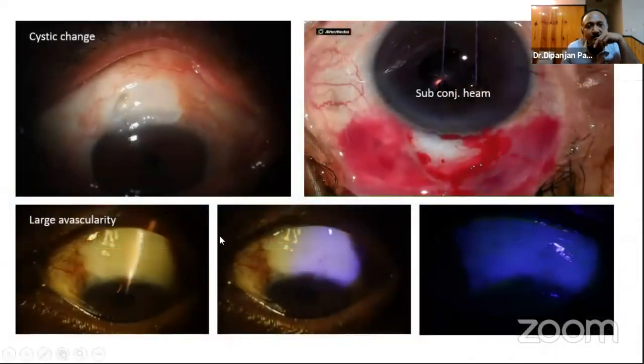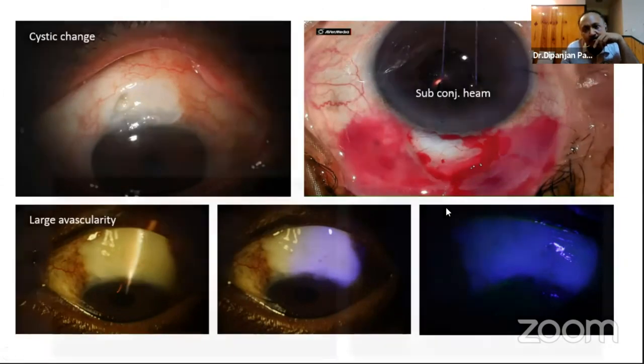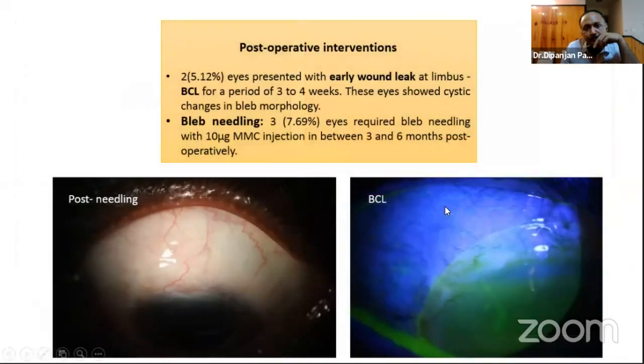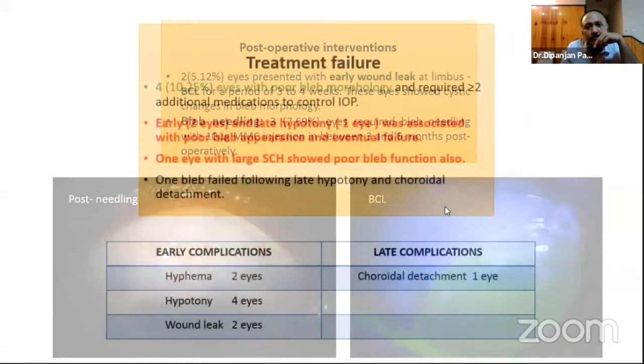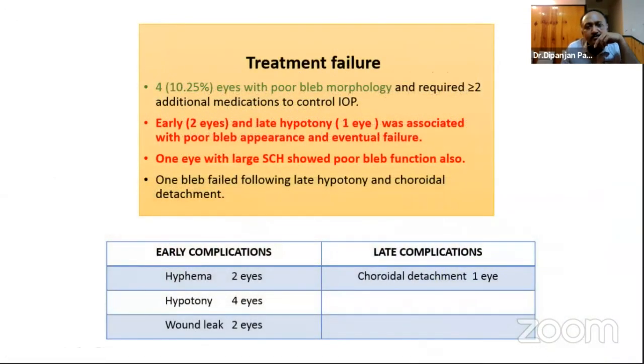These are some examples of cystic change, and this is a large avascular zone like MMC burn. This is one case of subconjunctival hemorrhage. And we had treatment failure in 4 eyes with poor bleb morphology who required more than 2 additional medications to control the intraocular pressure, and early and late hypotony was associated with poor bleb appearance and eventual failure. And 1 bleb failed following late hypotony and choroidal detachment.